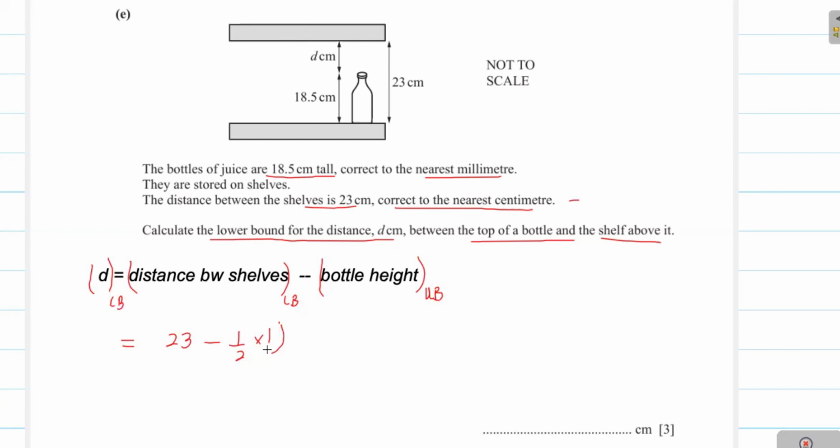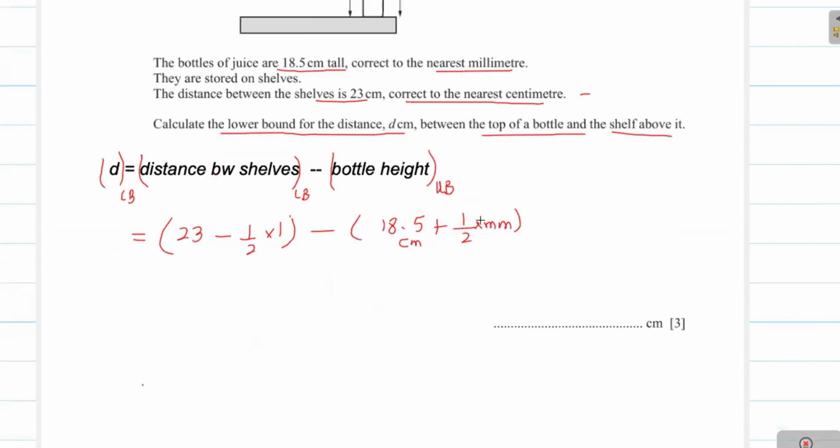We write here 1. Minus bottle height is 18.5 centimeter. We have to calculate the upper bound value, and this value will be equal to 18.5 plus half of the degree of accuracy. Look here, this is in centimeter and the degree of accuracy is in millimeter. Now we will convert this value into centimeter.